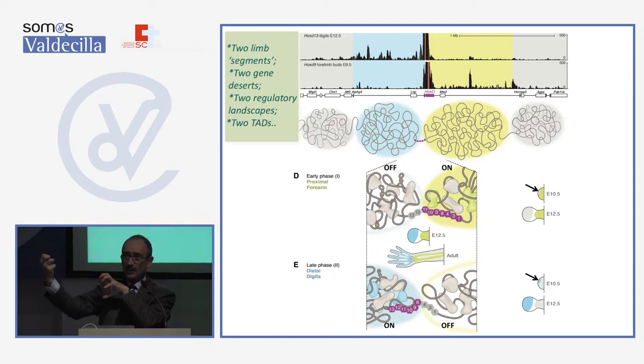And the genes go, paf! And this one stops. Okay? And this is why you get this asymmetric distribution of the gene expression, because first you start on this side, then you go on that side. First you make this, then you make this. Okay?